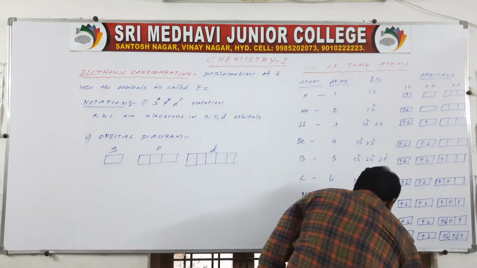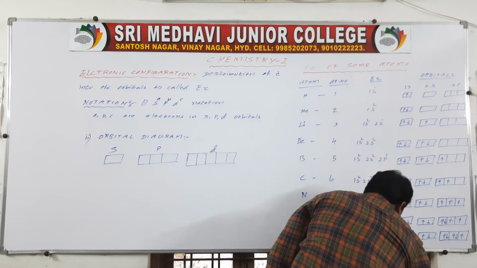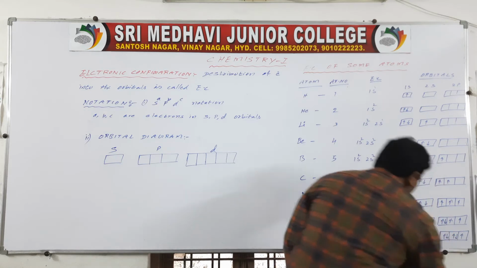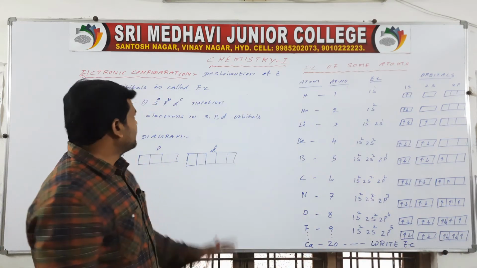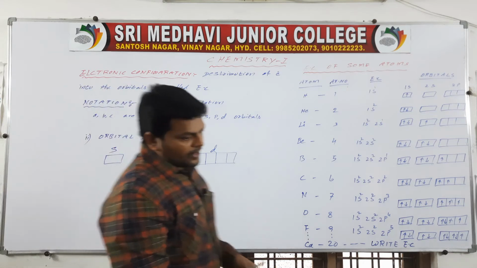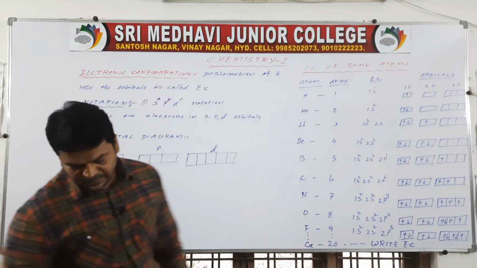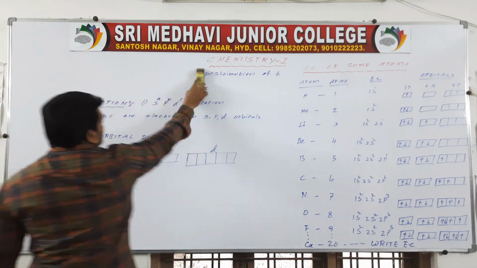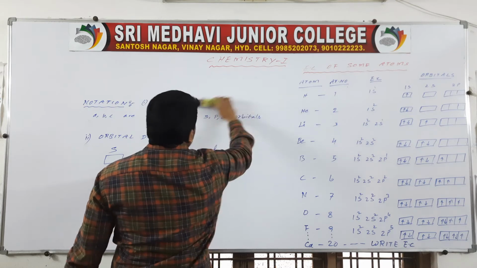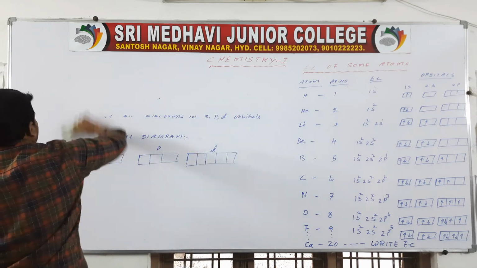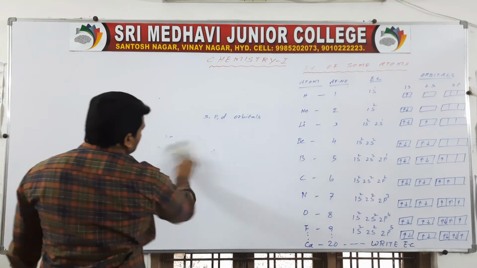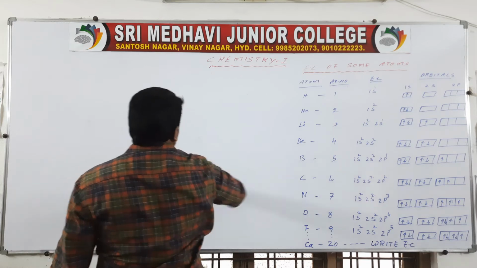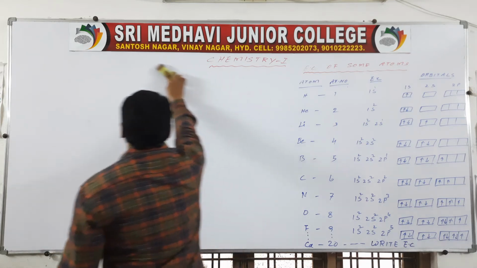Okay, write EC. EC means electronic configuration. This is the way electronic configuration can be discussed. Next, you have to know some anomalous electron configuration of some atoms. Anomalous electronic configuration of some atoms.